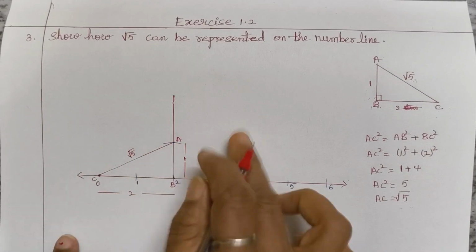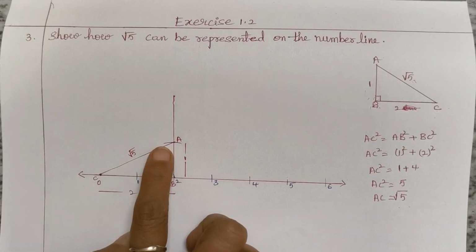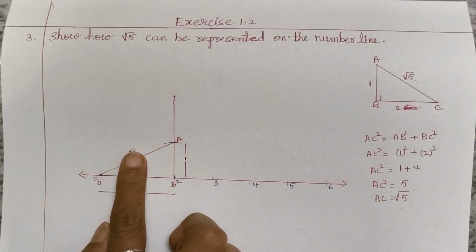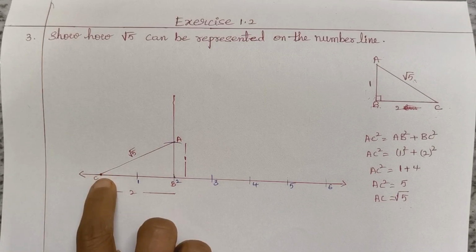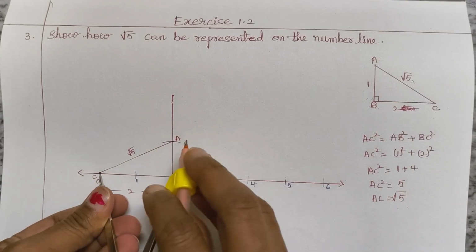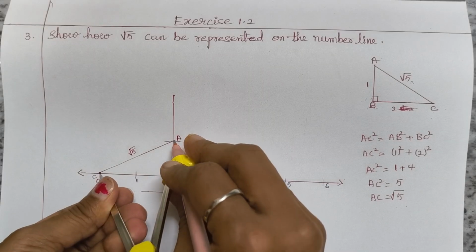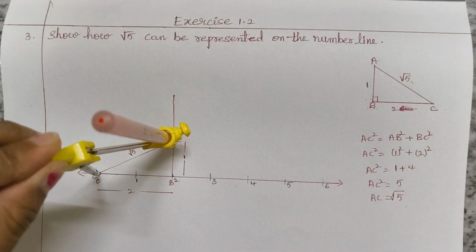This is root 5. But this root 5 we want on the number line. This root 5, now we did root 5. But we want this root 5 on the number line. What to do? The root 5 measurement is A to C. Now take the compass. See, measure it like this carefully. See here, exactly. This is the measurement of root 5.